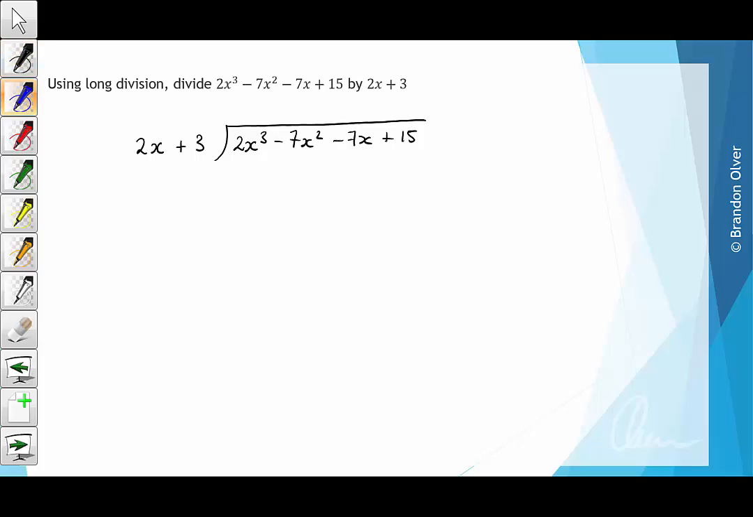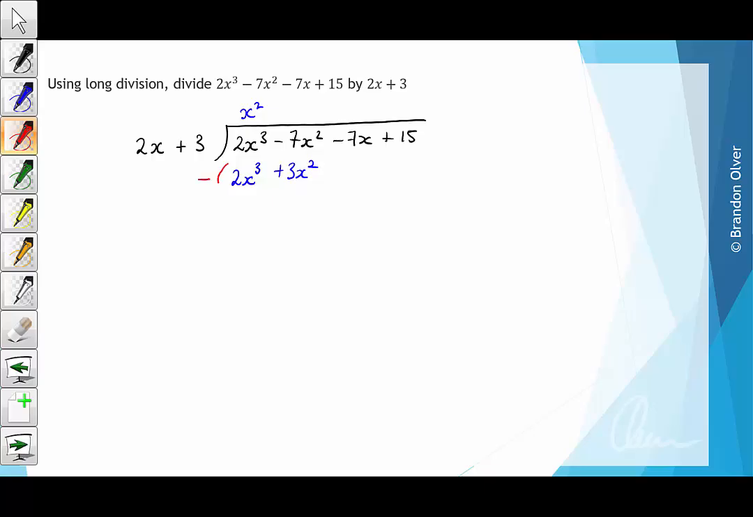So the first thing we need to do is work out what multiplies by 2x to give 2x cubed, and that's simply x squared. So x squared multiplied by 2x gives 2x to the power of 3, and x squared multiplied by 3 will give plus 3x squared.